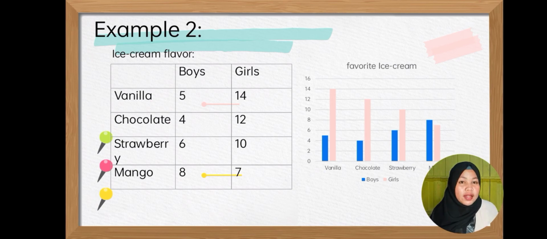na 12. The strawberry flavor naman is, yung sa girls is 6, which is, kung makita natin sa graph, nakatapat siya sa number 6. Then sa girls naman is 10, which is nakalabel siya dun sa number 10. And sa mango naman, for the boys, is 8, which is nakatapat siya sa number 8. And for the girls naman is 7, which is nakalevel siya dun sa may banda sa 7. You got it? Naintindihan ba?